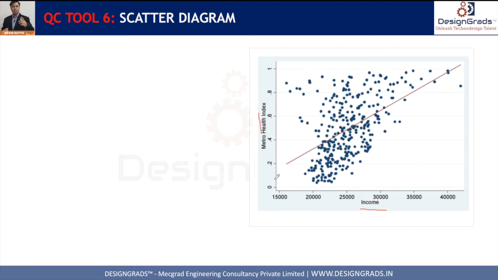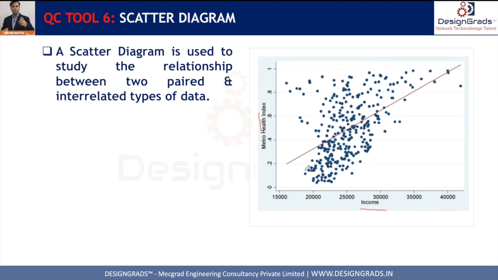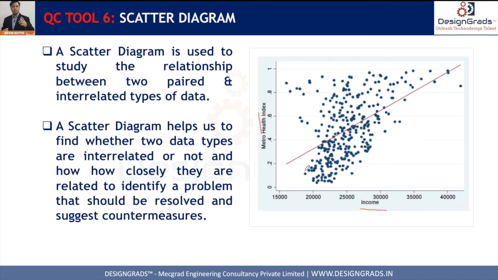So scatter diagram can lead us to this kind of line relationship, which we can get from the graph, and this will help us to understand if there is a definitive relationship between these two factors or not, or there is no relationship. Now how do we know that there is no relationship? Because then it will be too much scattered. If the points are too scattered, then we know that there is no definitive relationship. But if they are clustered and follow a certain pattern, then we can very well conclude that there is a relationship. So a scatter diagram is used to study the relationship between two paired interrelated types of data.